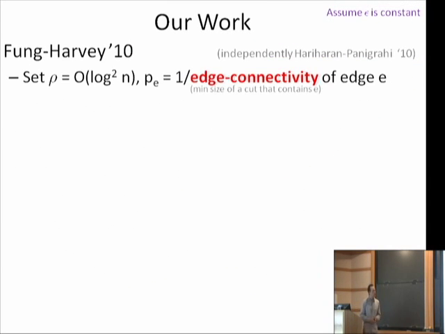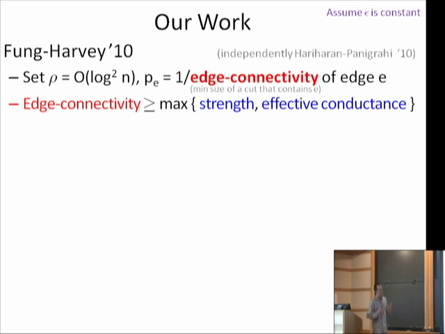So in our work, what we show is that if you do order log squared n rounds of sampling, then we can choose our sampling probabilities to be a somewhat more natural quantity, simply 1 over the edge connectivity of an edge, so the minimum size of a cut that contains this edge e. And this was actually a question of Benczur and Karger as to whether this sampling approach works. And this was independently proven by Hariharan and Panigrahi at the same time. So how does edge connectivity differ from these previous notions?